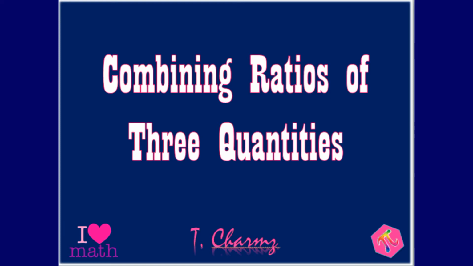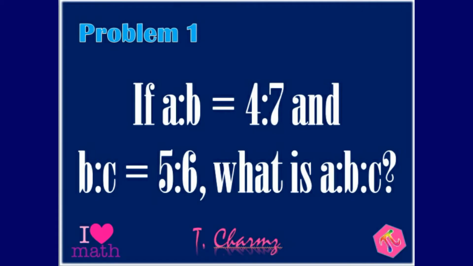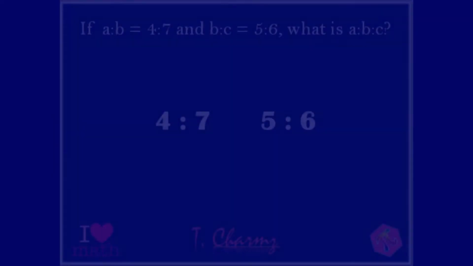How to combine ratios of three quantities. Let us start with this first problem. If A is to B is equal to 4 is to 7 and B is to C is equal to 5 is to 6, what is A is to B is to C?